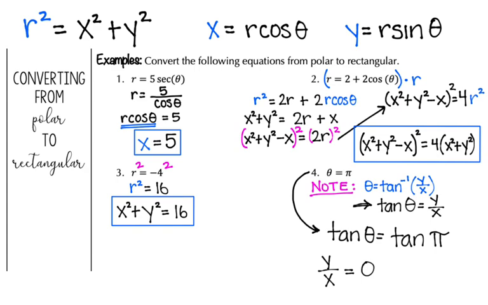Now, we've talked about this in class, and we said, what's the only way that a fraction, y divided by x, could equal 0? There's only one way, and that is if the numerator were equal to 0. So finishing up this problem, we get the equation y equals 0. And that is the rectangular equation for that polar equation. Okay?